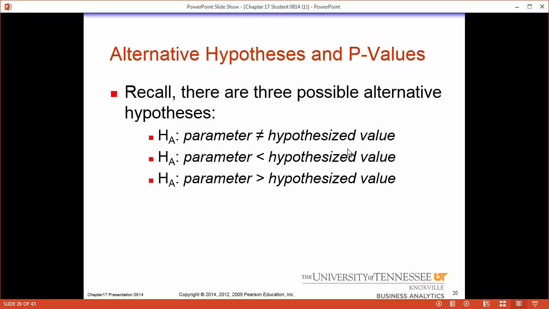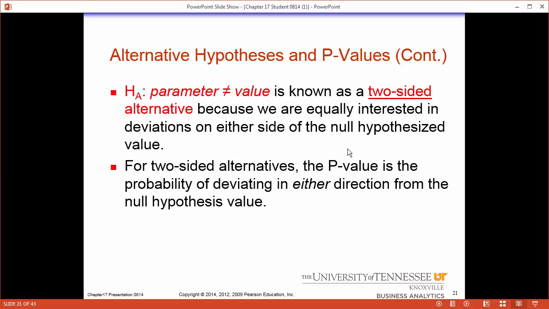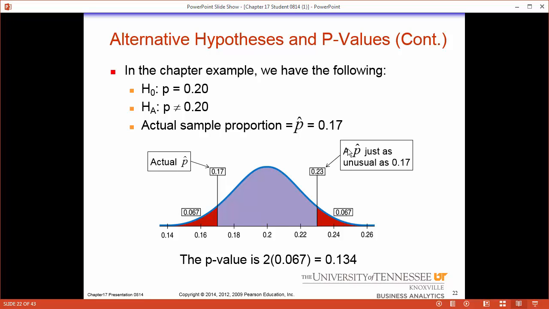With the 3 alternatives we have, once again, we have the 2-sided alternative as I spoke about before. Now the 2-sided alternative can be shown visually right here. We have the area being shaded on the left side and on the right side. This is because we observed a p-hat of 0.17. This is the sample proportion. The null proportion was equal to 0.20. This is the center of our distribution. The standard deviations were calculated from the null proportion.